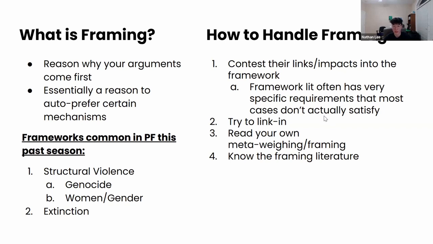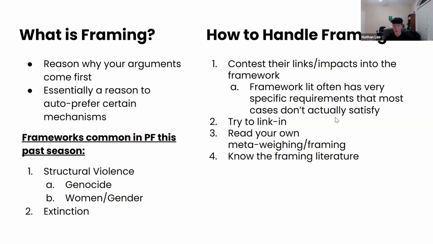First is to contest their links or impacts into the framing. The more advanced framing becomes, especially in the NAT circuit, the more literature heavy it becomes. It relies on these authors that have thought deeply about extinction and structural violence scenarios, and in reality, they give very specific situations as to which a certain debate argument links into a type of framing. So don't just buy when teams say we're solving for structural violence because it has to do with minorities. That's not how structural violence works.